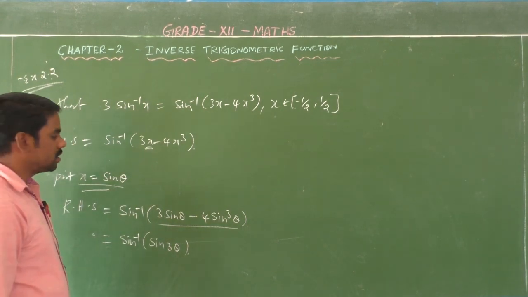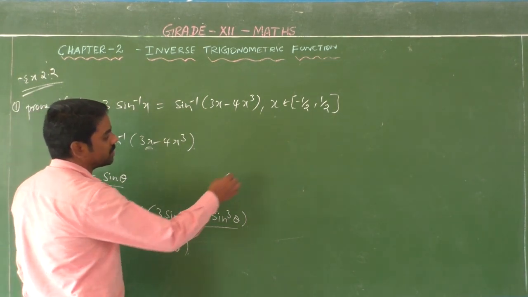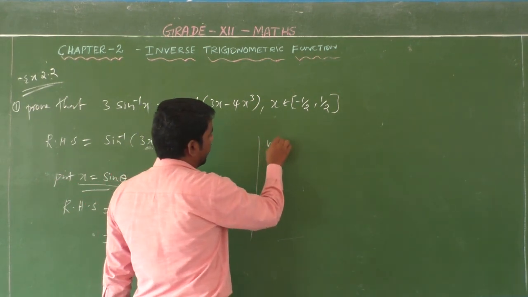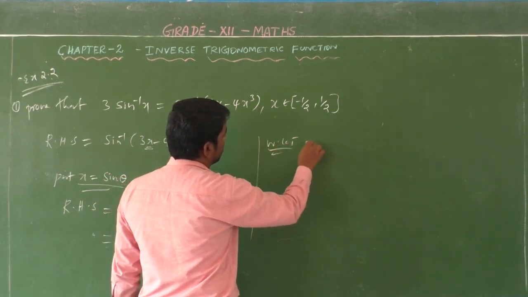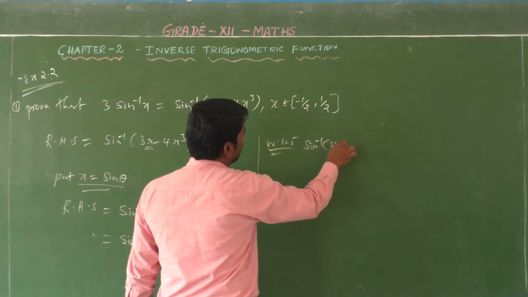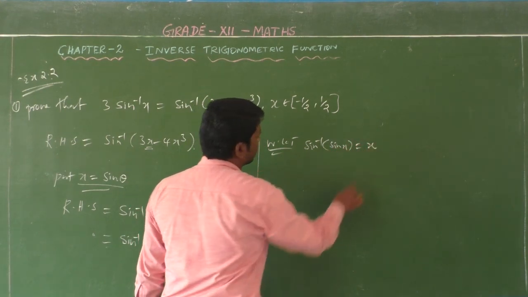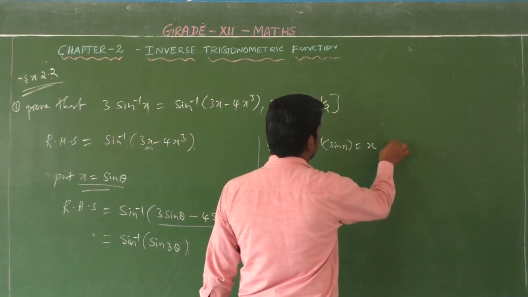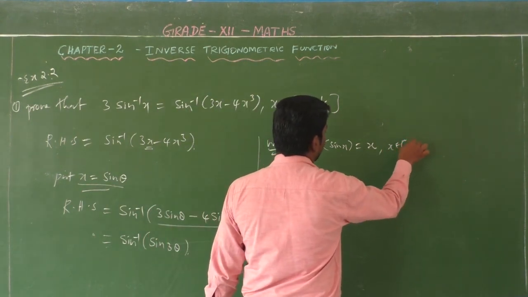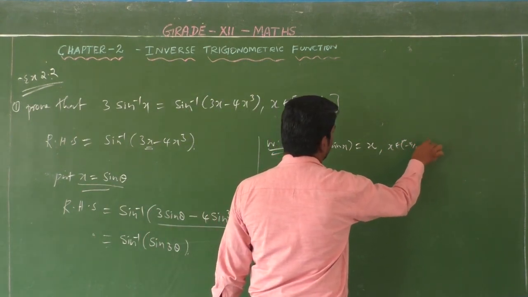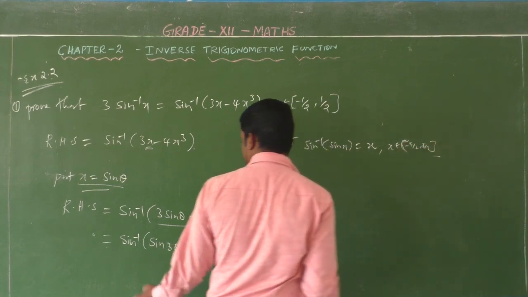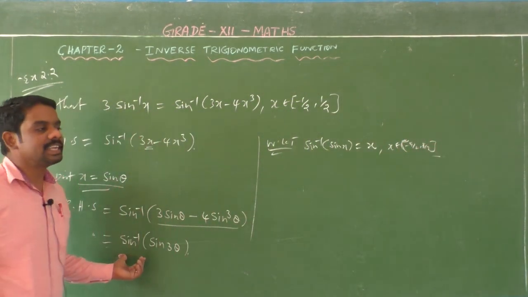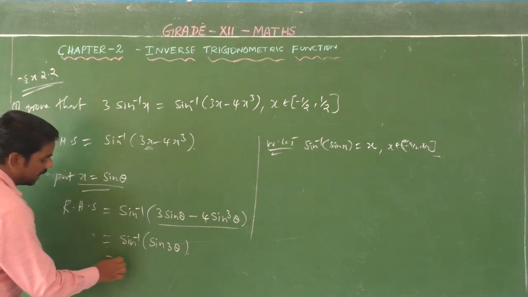Listen, we know that sin inverse of sin x is equal to x, for x belonging to the closed interval minus π/2 comma plus π/2. Here, sin inverse of sin 3θ is equal to 3θ.